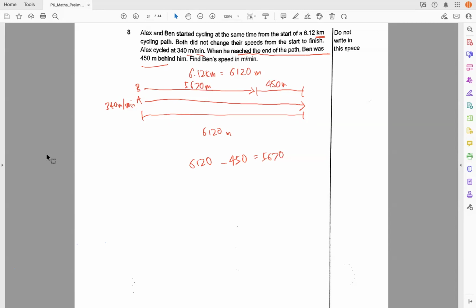So how long did Alex take to finish the whole journey? Time is equal to distance divided by speed. So let's calculate the time taken by Alex to complete 6,120 meters. So 6,120 divided by Alex's speed, which is 340 per minute, you will get 18 minutes.